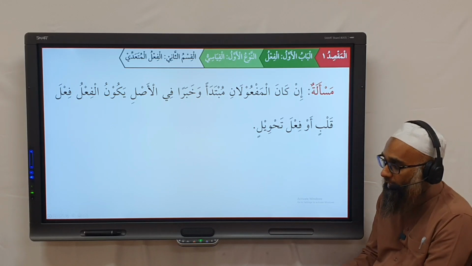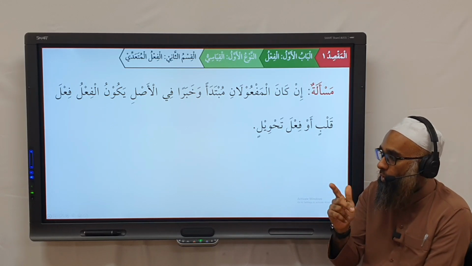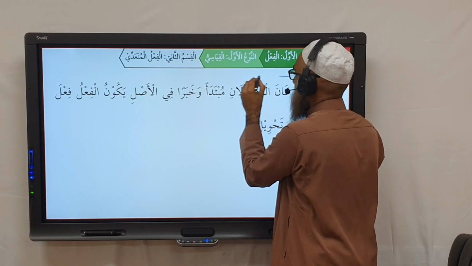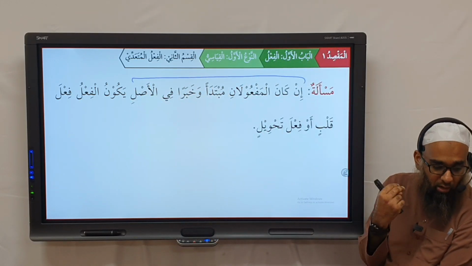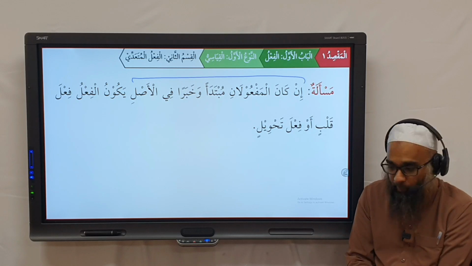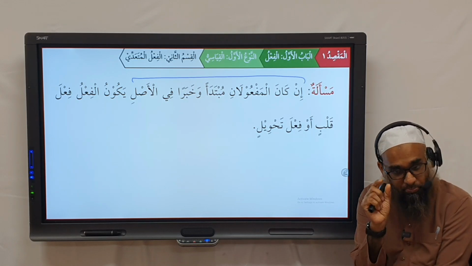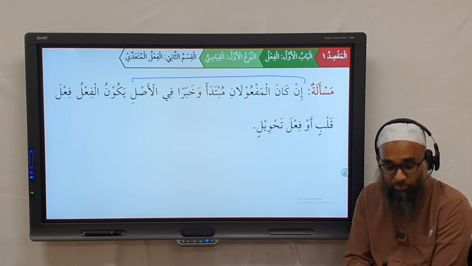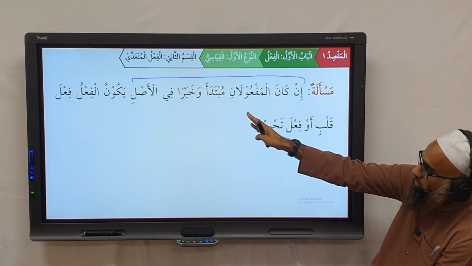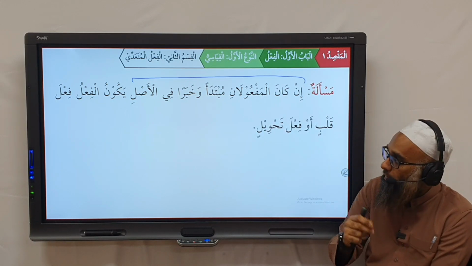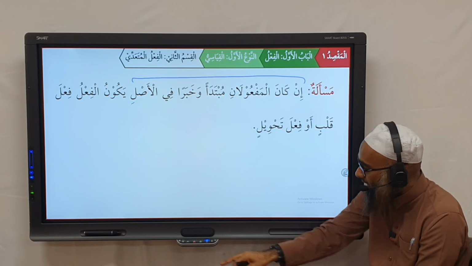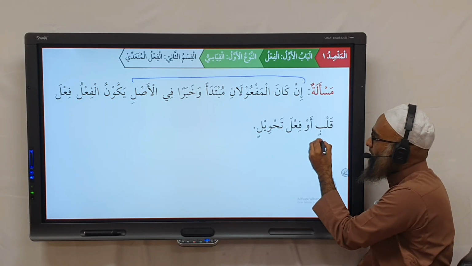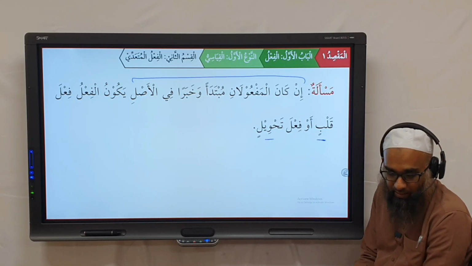Now, in kana al-maf'ulan, if the two maf'uls are mubtada'an wa khabaran fil asli, this is the shart. So if the two maf'uls are mubtada and khabar in the original form, then these verbs will be special verbs. They won't be a normal verb like a'ta or sa'ala or ja'ala. It would be a special verb. So if the two maf'uls are mubtada and khabar in original form, يكون الفعل فعل قلب أو فعل تحويل. The verbs will be either called verbs of qalb, فعل قلب, or فعل تحويل.